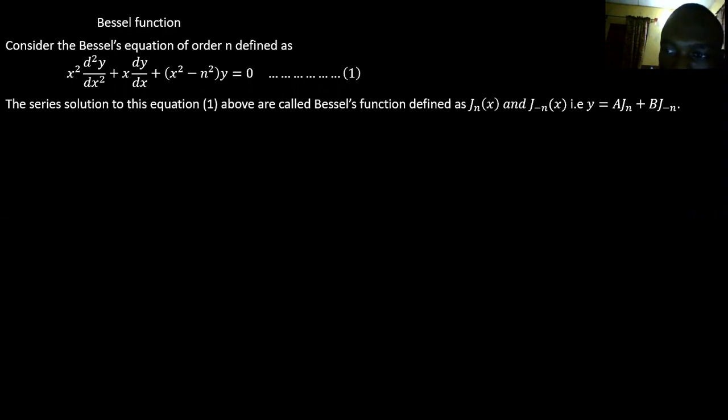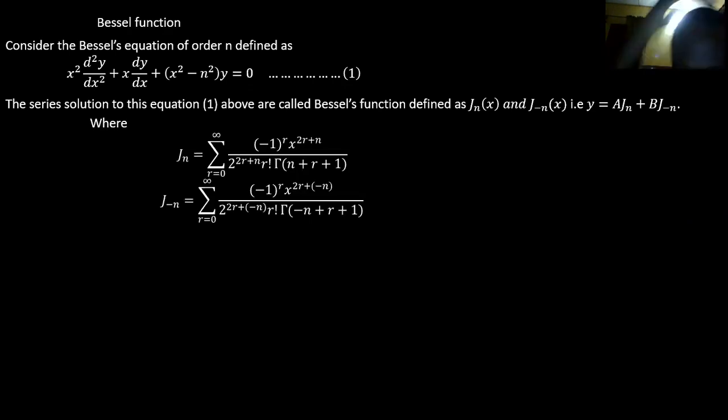We can use the Frobenius method to solve this problem, and at the end of the day, we are going to get two linearly independent solutions, which are defined as Jn of x and J minus n of x. Jn of x is defined as the summation from 0 to infinity of minus 1 raised to power r, x raised to power 2r plus n divided by 2 raised to power 2r plus n, r factorial, the gamma of n plus r plus 1.